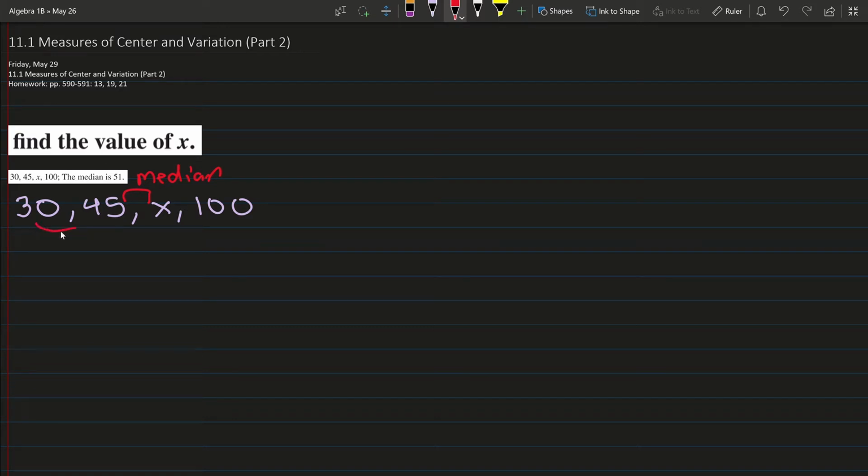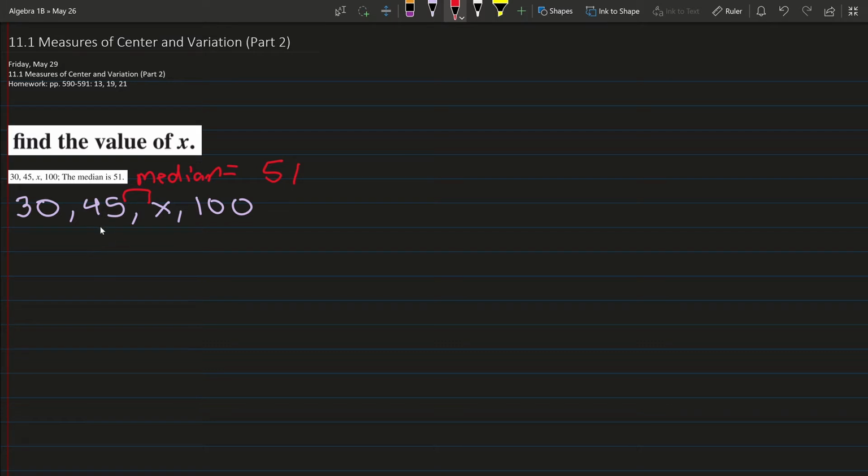If we go from this side, 1, 2, and then from the other side, 1, 2, there's no middle here because we have even numbers. That means we're going to have to take these two middle numbers and divide by 2 to find the middle of them. And our median is equal to 51, right?